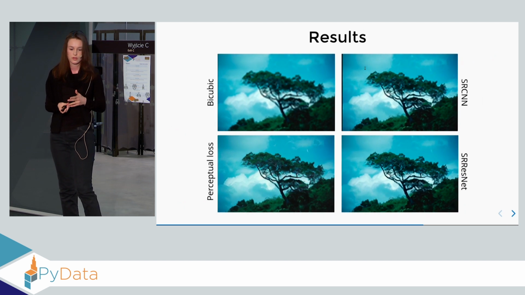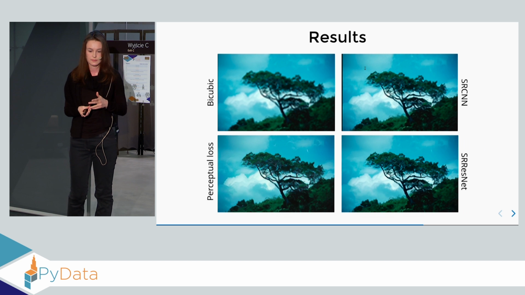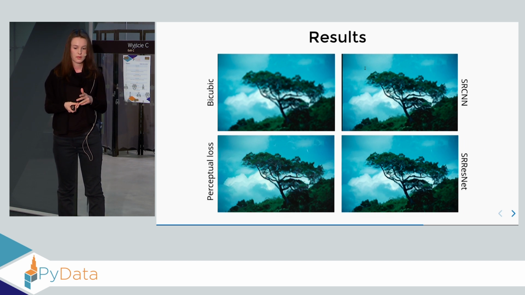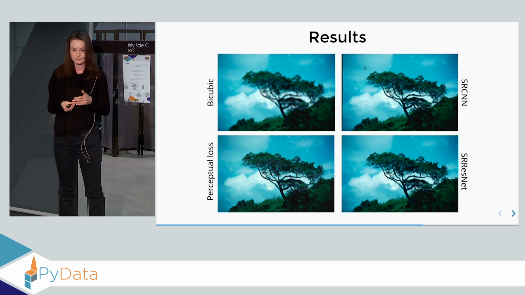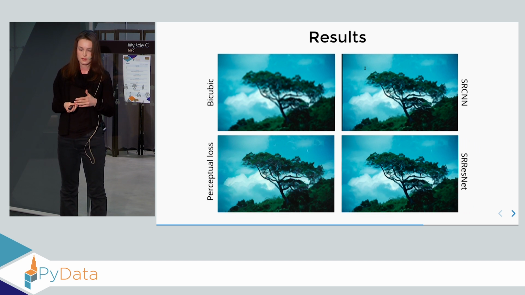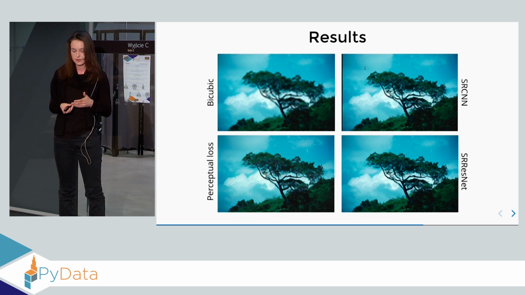So here is what we achieved. You can see the bicubic interpolation as the benchmark which we want to improve, and those three models. Well, all of them seem in a way unnatural, but we can see that they have these sharp edges.